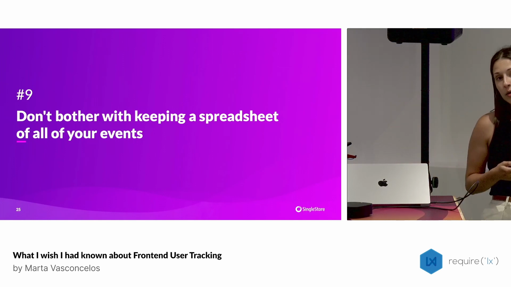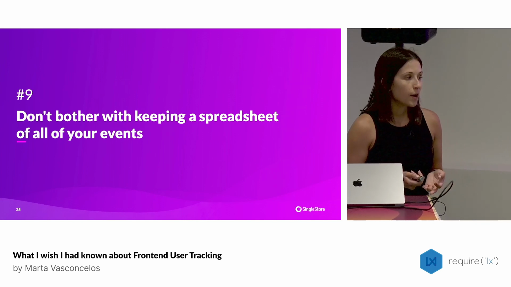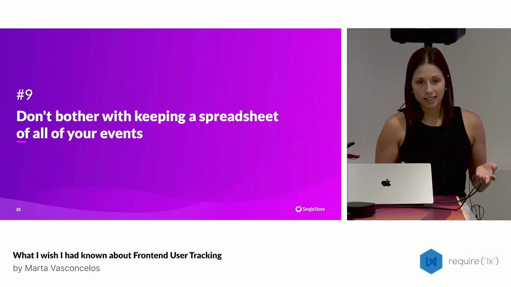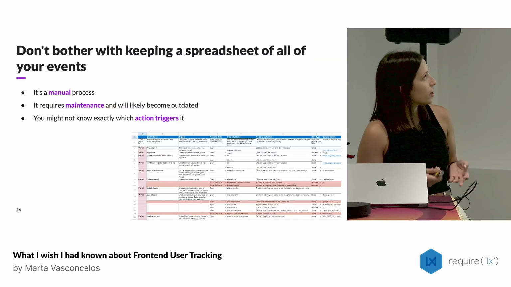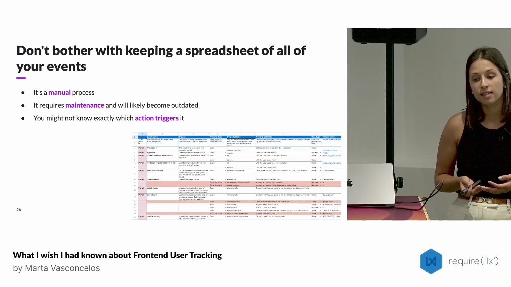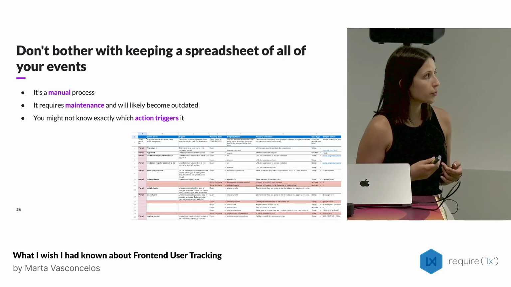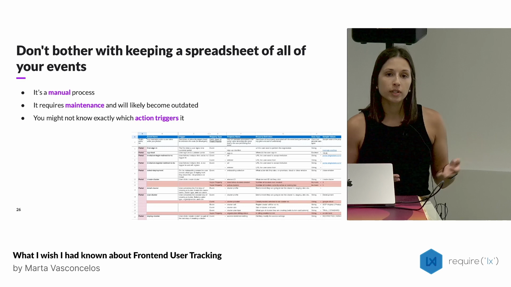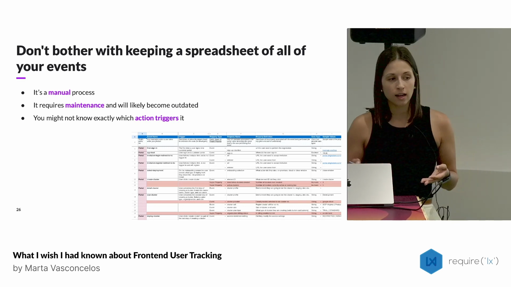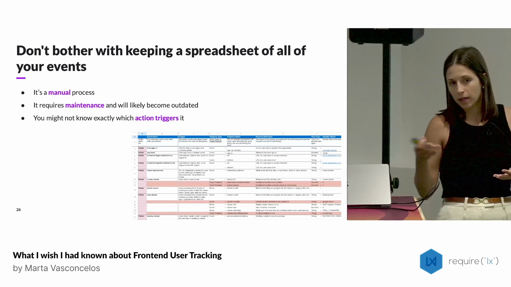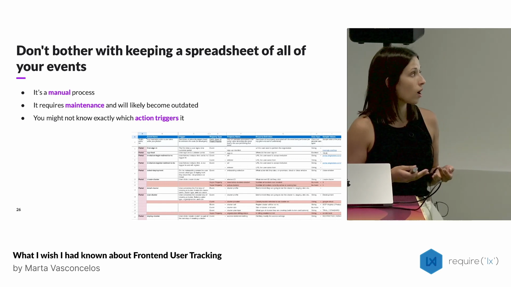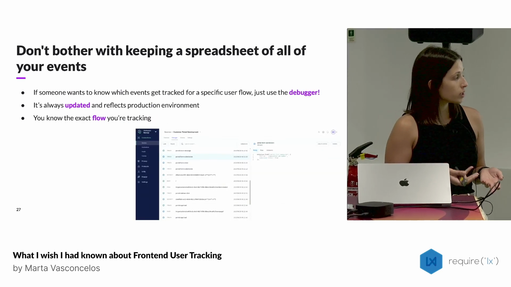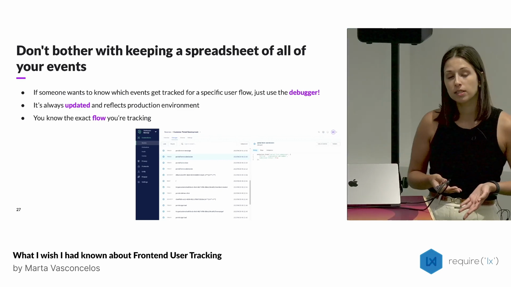And yes, you will end up with a lot of events, a lot of names. We have tried to keep them all together in a spreadsheet, and it doesn't work. As you might guess, it's a very manual process, high maintenance, and it was often outdated. So we gave up on that. And even if you want to know which events trigger a particular flow that you want to analyze, you probably wouldn't know just by looking at a spreadsheet, because you don't know which is the action that triggers a specific event. So what we do now is, again, to use the segment debugger.